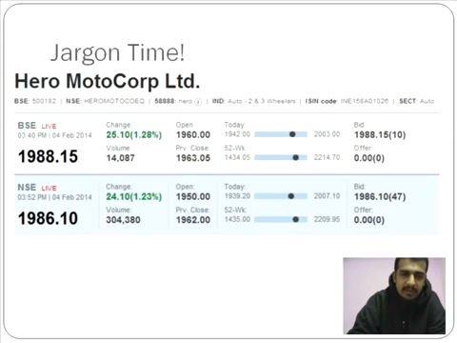Okay, below the change of 25.10, you have 14,087. That's the number of trades that happened on Hero Motor Corporation in the Bombay Stock Exchange. Trades here refers to buys and sells. So the number of transactions that happened in BSE when it comes to Hero Motor Corporation was 14,087.